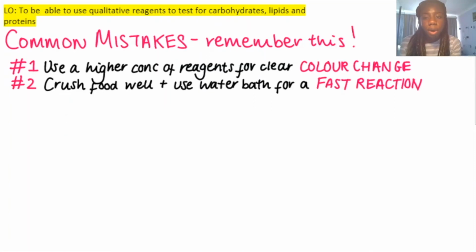These are 2 common mistakes that students make when doing this practical, so make sure you remember these 2 facts. First of all, use a high enough concentration of your reagents for a clear colour change. As with the Benedict's reagent and the Biuret reagent, the colour change may be subtle and difficult to judge if the concentration of the reagent is too low. Second of all, make sure you crush your food really well and perhaps use a water bath in order to get a fast reaction and a clear colour change as well.